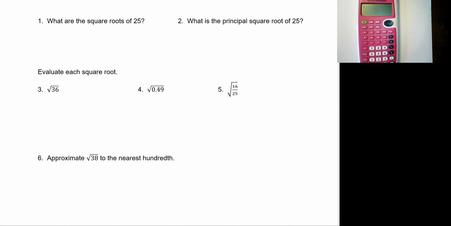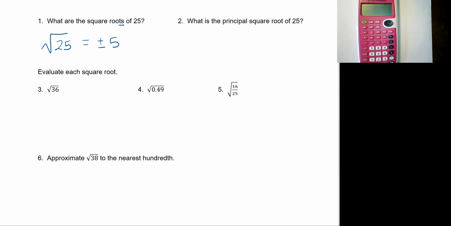Number one, what are the square roots of 25? In symbols, that is what it is asking. And we want the square roots, so it would be both positive 5 and negative 5. 5 times 5 is 25, negative 5 times negative 5 is 25.